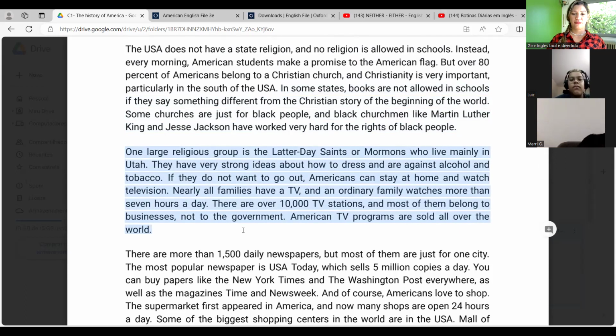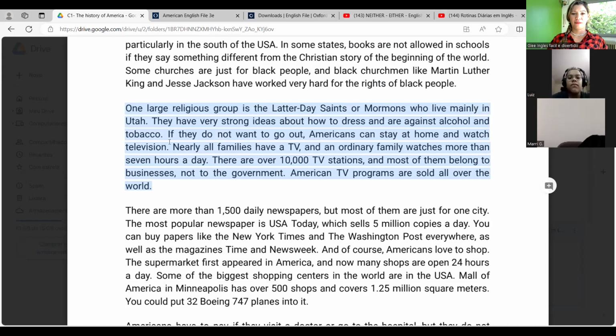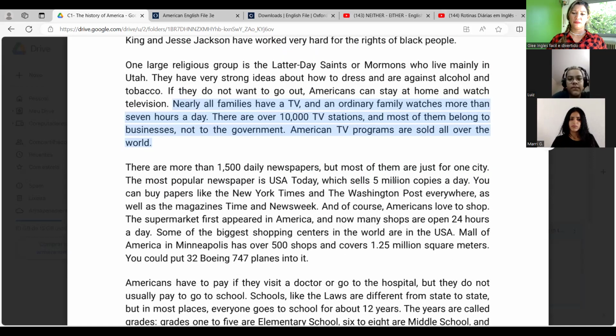If they do not want to go out, Americans can stay at home and watch television. Nearly all families have a TV, and an ordinary family watches more than 7 hours a day. There are over 10,000 TV stations, and most of them belong to businesses, not to the government. American TV programs are sold all over the world.